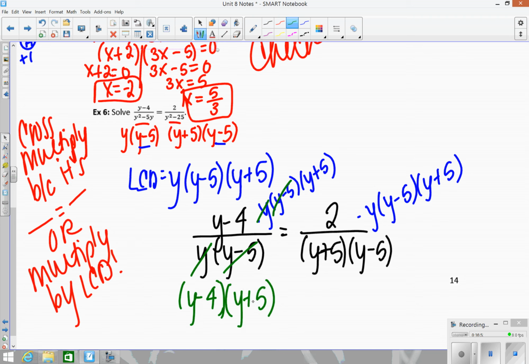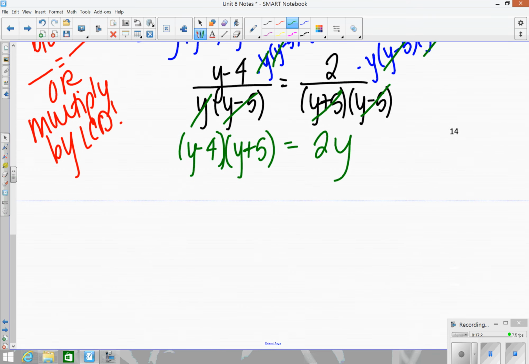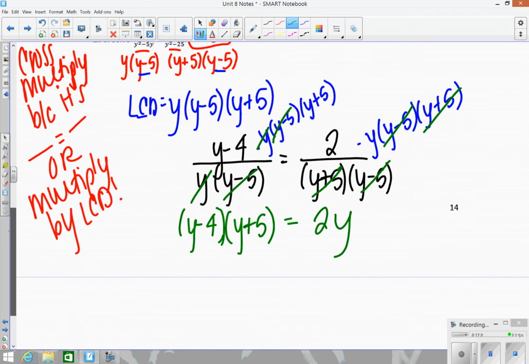I'm keeping those parentheses because I do need to make sure that I distribute and treat this as a binomial times a binomial. Then the next one here, I'm going to go ahead and cross these off. So I'm left with a 2y. So as you can see, this equation here in green is much simpler than if I would have just cross multiplied. I would have had y minus 4 times y squared minus 25 equals 2 times y squared minus 5y. It would have gotten pretty messy. So that's why it's better to just sometimes use that LCD method even if you can cross multiply.